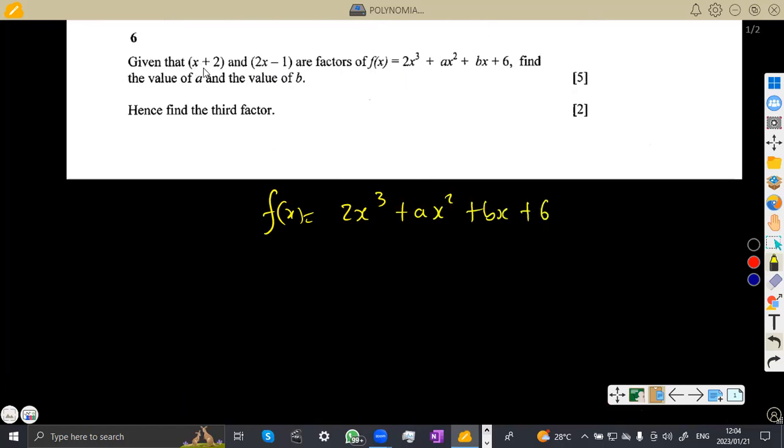So let's start with x plus 2. If x plus 2 is a factor, therefore it means f of minus 2 must be equal to 0.